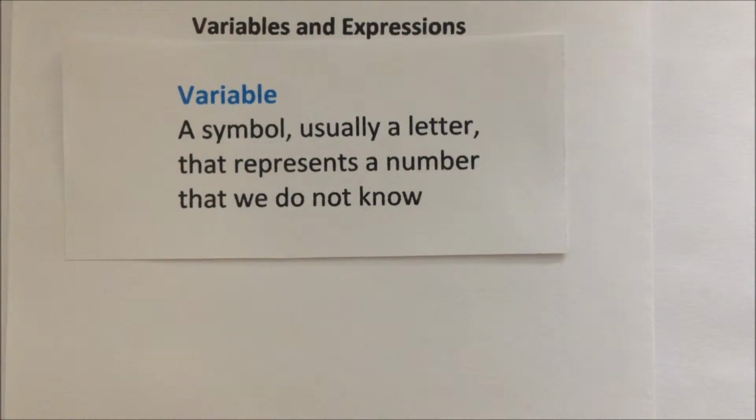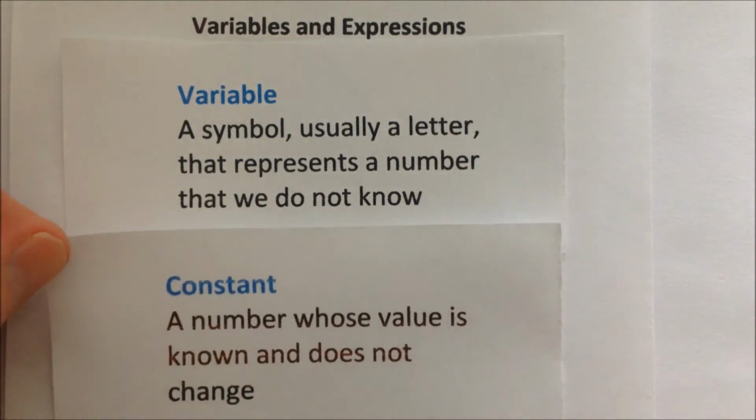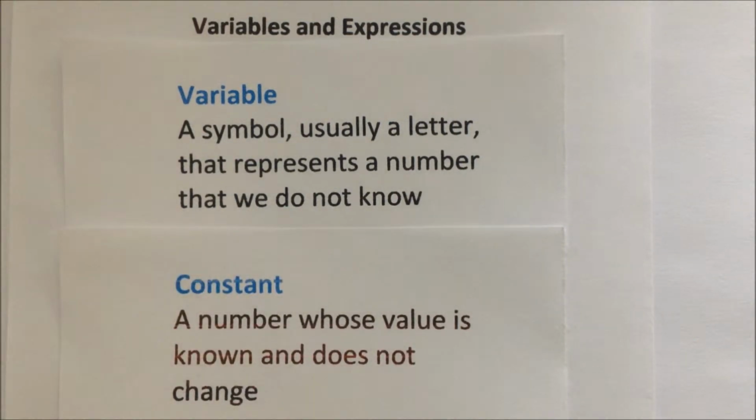So in algebra, the symbol that we usually go to first is the letter x. Another word that we need is going to be constant. And a constant is a number whose value is known and does not change, like 4 or -17. So let's look at those two words together. We have a variable, we don't know the value. The constant, we do know the value. A variable could be anything, and it could change too, whereas a constant is not going to change.